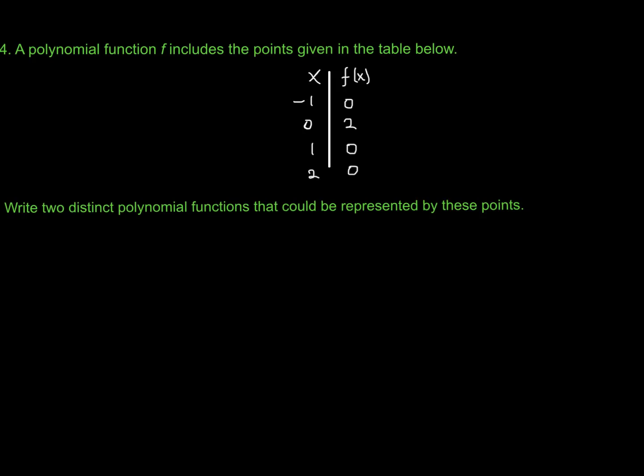Let's go ahead and take a look at a question that we've seen previously to help illustrate how we can go between these different representations. So this polynomial function f includes the points given in the table below, and we want to write two distinct polynomial functions that could be represented by these points.